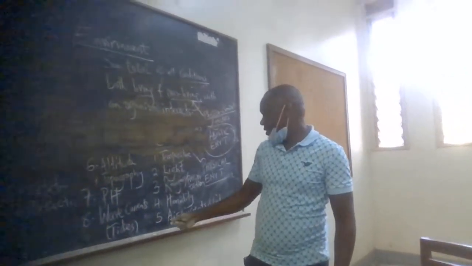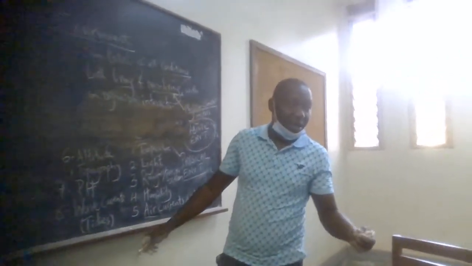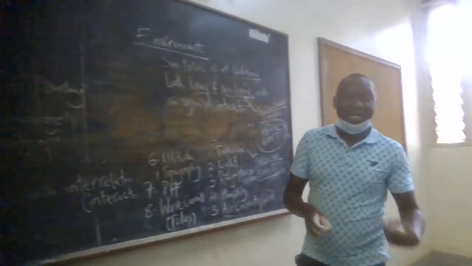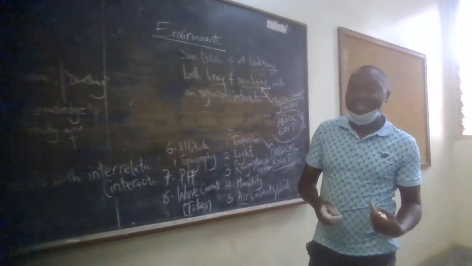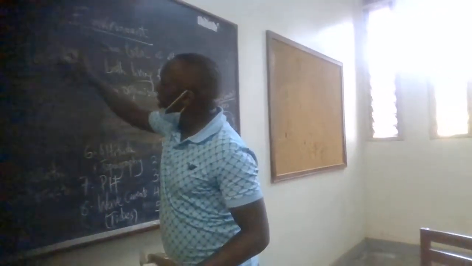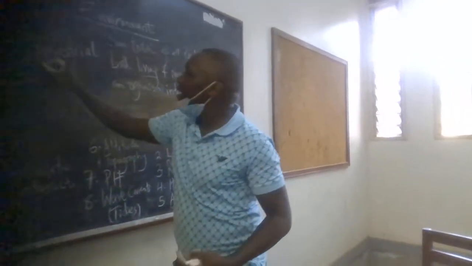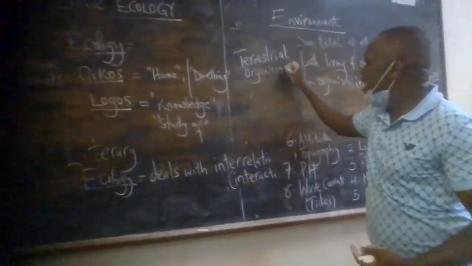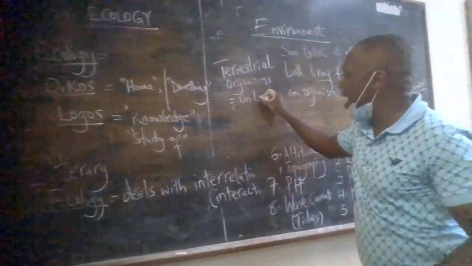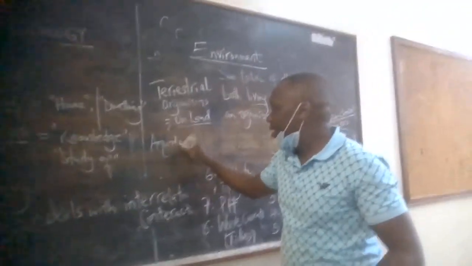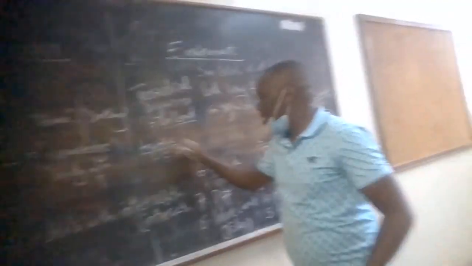Number 5. This is for terrestrial organisms, those which live on land. So that word terrestrial in ecology means on what? On land. Then aquatic means what? In water.